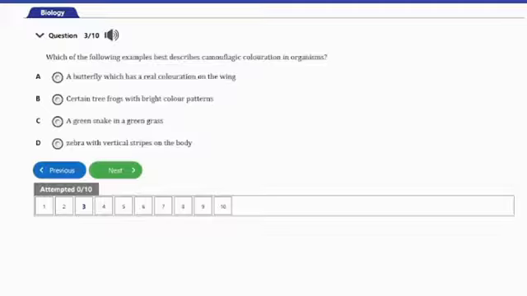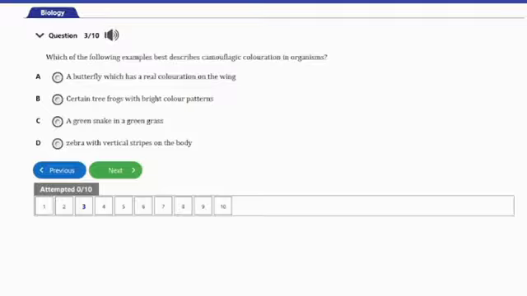That's question number 3 here. It says, which of the following examples best describes camouflage coloration in organisms? We have A, butterfly which has a red coloration on the wing. B, certain tree frog with bright color patterns. C, a green snake in a green grass.